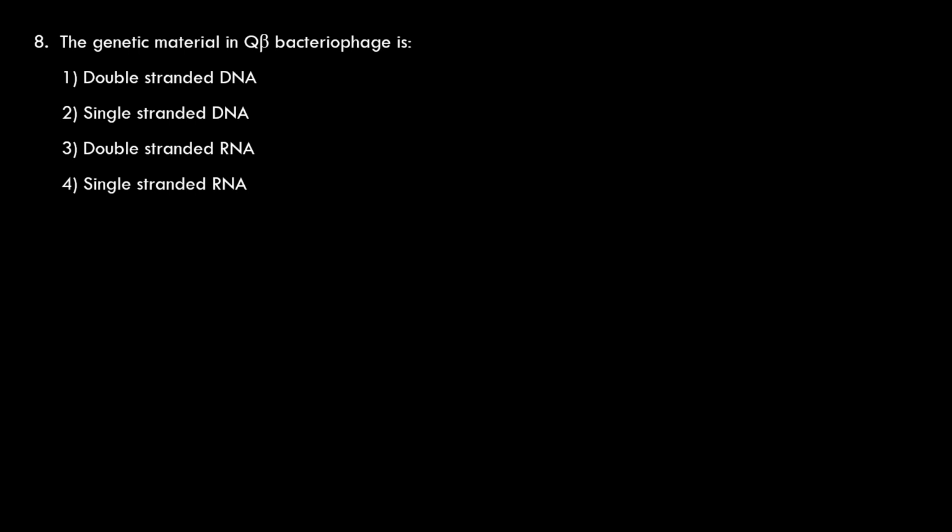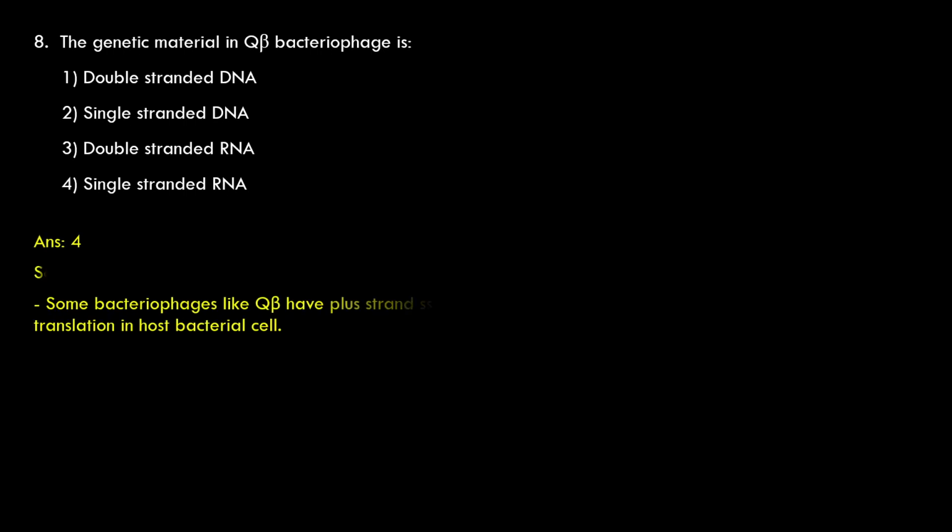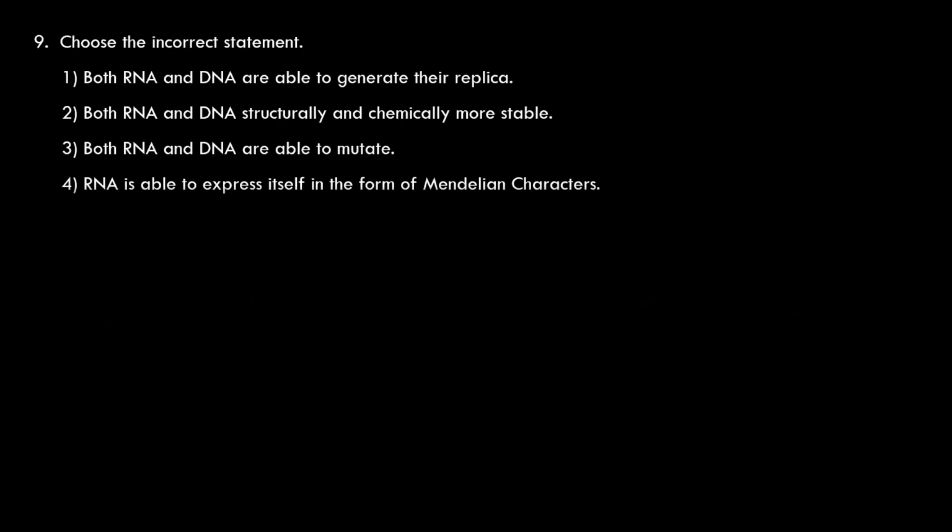The genetic material in Q beta bacteriophage is single stranded RNA, so the fourth option must be the correct one. Let us see the answer. Fourth one. Some bacteriophages like Q beta have plus strand ssRNA as their genetic material. Such RNA is directly involved in translation in the host bacterial cell. Coming to the next question.